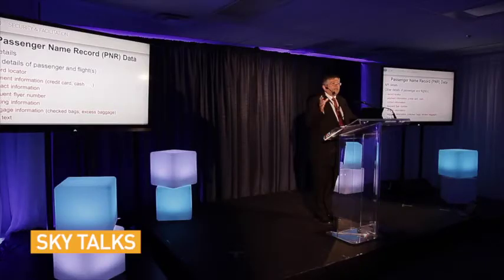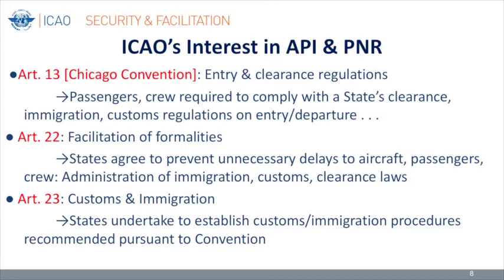So, why is this important? This information is of interest to states, primarily because of border control, law enforcement, and other such purposes. So why would ICAO be interested in regulating these matters? That goes back to the Chicago Convention. There are several articles of the Chicago Convention that have a particular focus on facilitation.